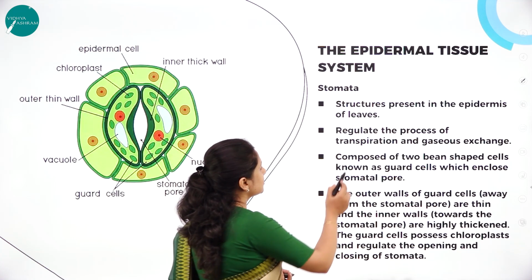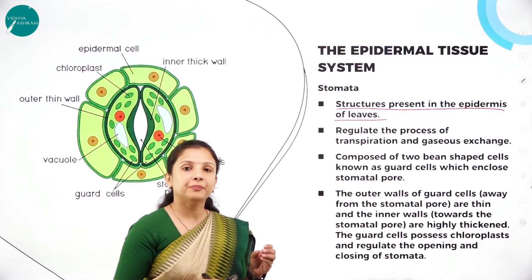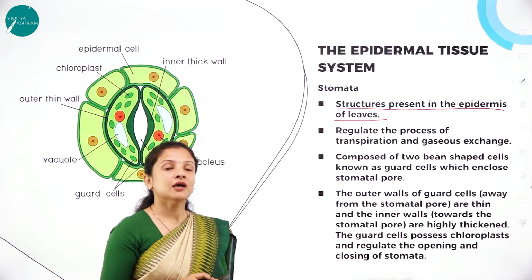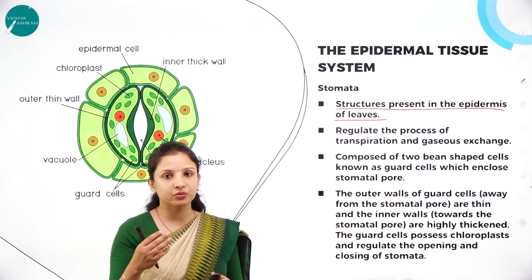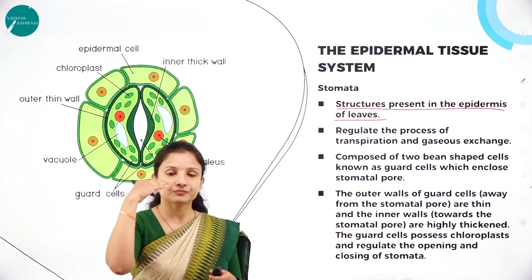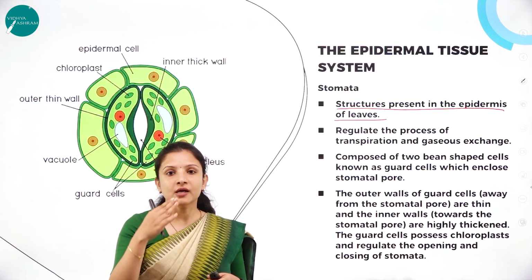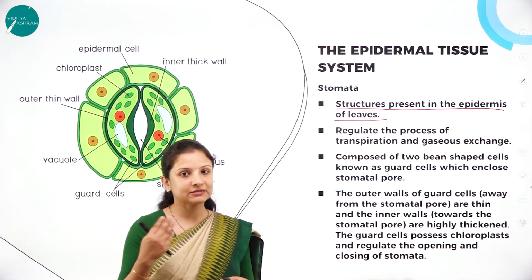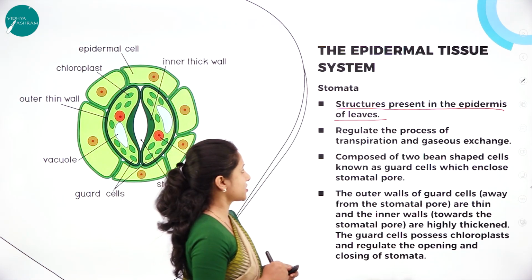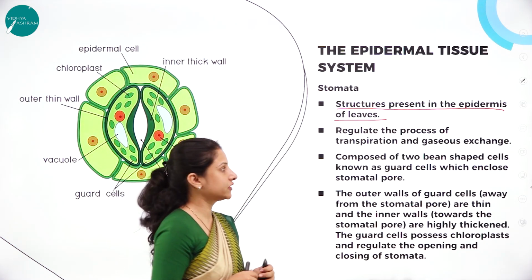These are structures that are usually present in the epidermis of the leaves of the plant, and the stomata will be embedded in the epidermis. Monocots usually have stomata on both sides, whereas dicots have stomata only on the abaxial side, that is the lower side. So you have to remember that. We'll discuss that in the coming sessions. So stomata are structures that are present in the epidermis of the leaves.